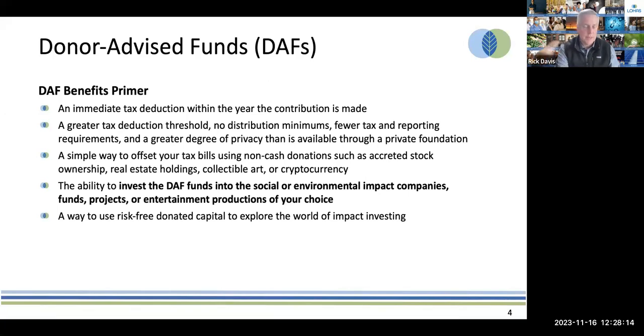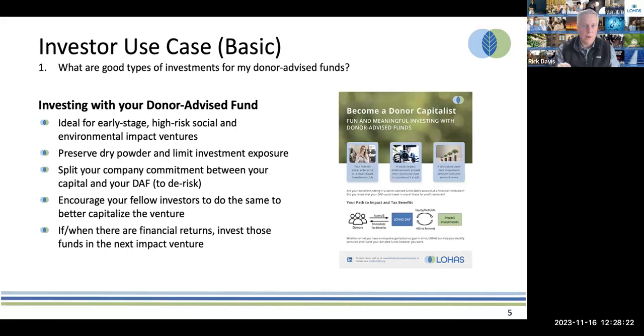Well, like I said, John, if questions pop up, because I'm not tracking that at the same time, feel free to stop me and bring them to my attention. We can stop along the way. But why don't we talk about just the very basic use case here of investing with your donor advised fund, and specifically the question of what are good types of investments to use for my DAF.